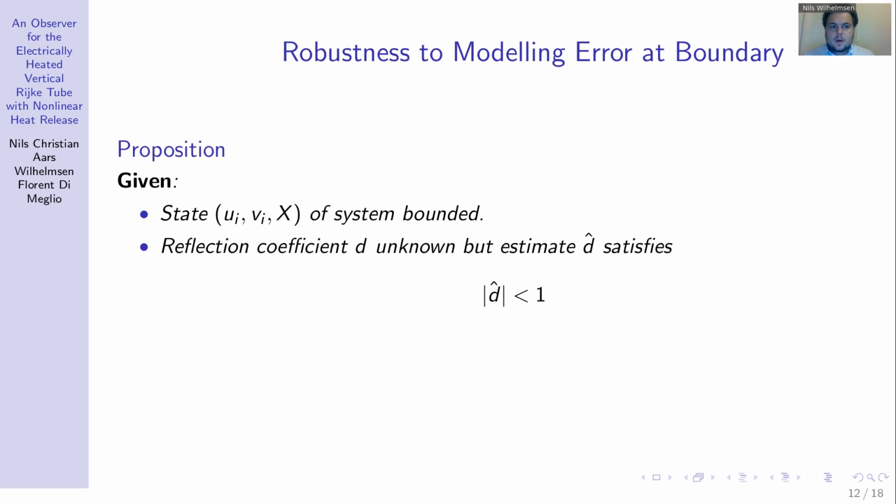We state now a minor result of the paper pertaining to cases where the reflection coefficient d is unknown. This is an important case in practice, as the thermoacoustic instabilities are sensitive to the boundary acoustic impedances, and it is difficult to know the value of these parameters exactly. Assume the reflection coefficient is estimated by a d hat, which has absolute value less than 1. Then we can show that the estimation error of our observer remains bounded. For the proof of this result, again consult the paper.